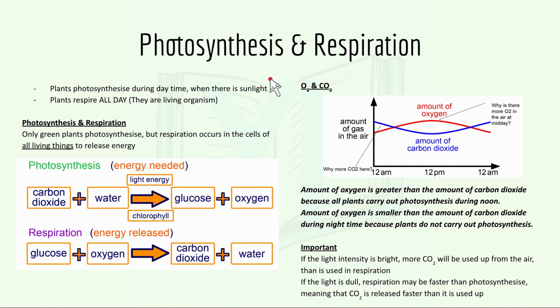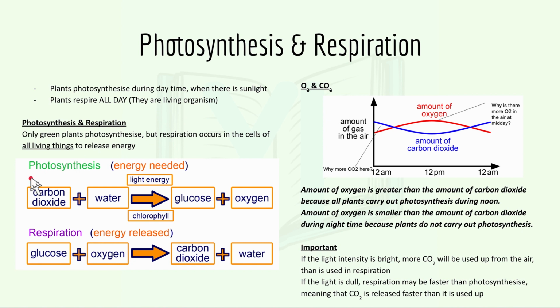So here we have photosynthesis and respiration. And here are two things to note. Plants photosynthesize during the daytime, when there's sunlight. And plants respire all day because they are living organisms. Only green plants photosynthesize because they have chloroplasts, which are green. But respiration occurs in the cells of all living things to release energy.